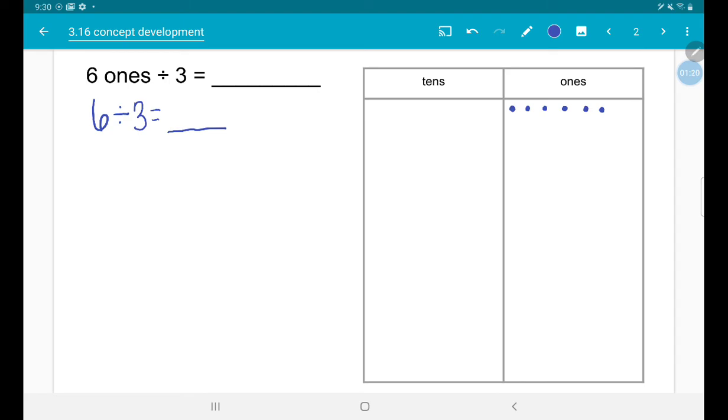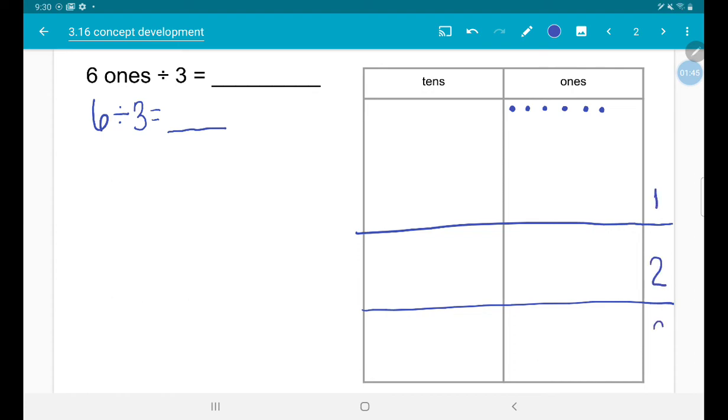And since this problem is just a number sentence, it does not have a story that goes along with it, we can assume that the 3 is the number of groups. So I want you to split your place value chart into 3 groups. You're only going to have ones, but that's okay. Look, split it this way so that you have 1, 2, 3 groups.